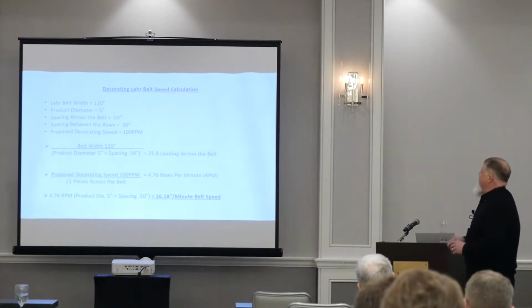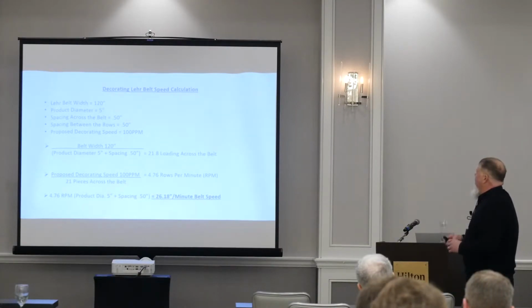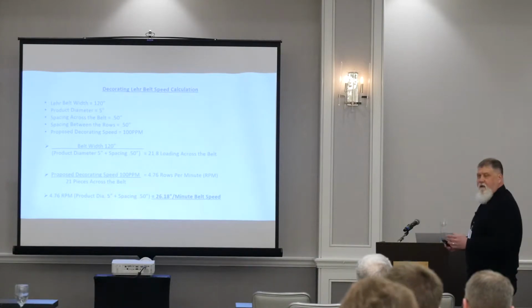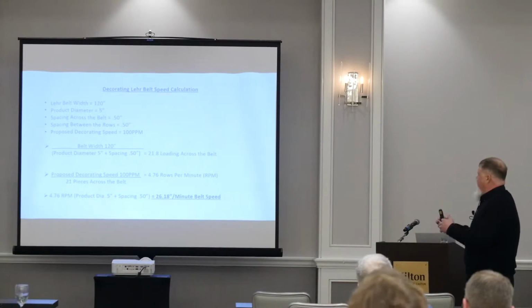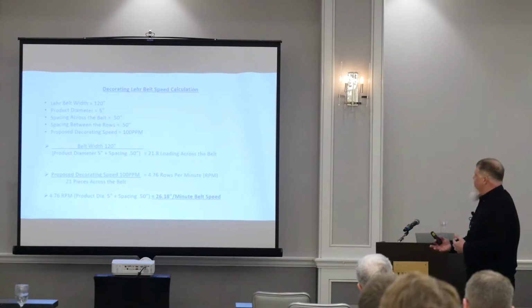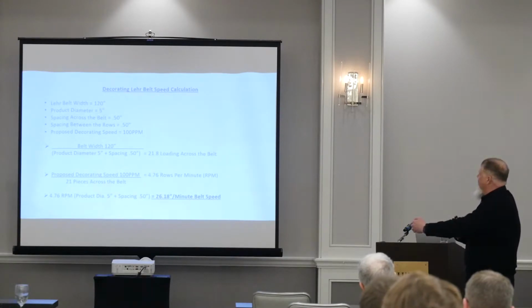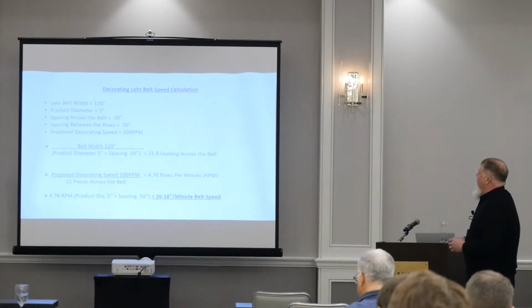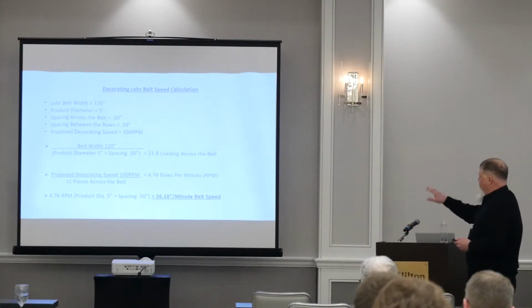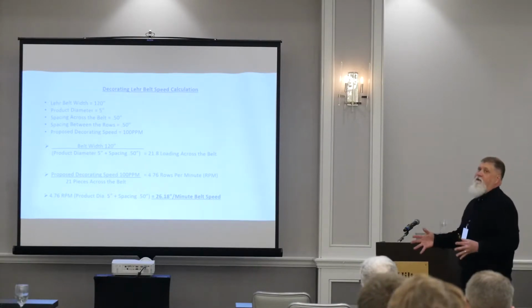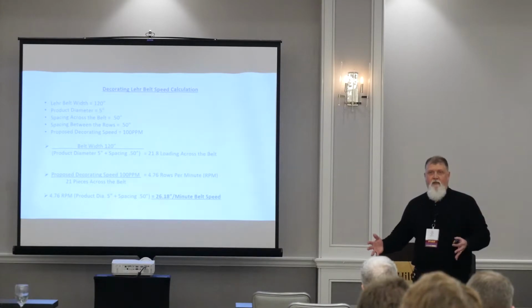So just as an example, if you've got a lyre belt width of 120 inches and you're going to decorate a product that's 5 inches in diameter, and your loading pattern is going to be something along the lines of half-inch spacing between the product, half-inch spacing between the rows, and your proposed decorating speed is 100 pieces per minute. So all you're going to do is take the belt width, you're going to take the product diameter that you have, and you're going to add whatever spacing it is you're going to end up with.